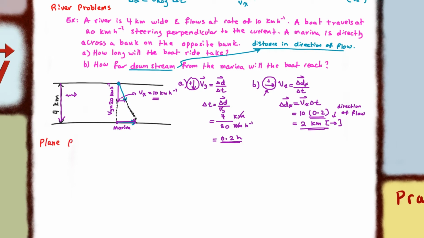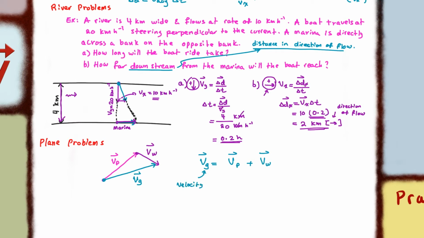Now let's look at plane problems. With planes, we usually have the plane which is traveling with a certain speed, and we have the wind which is traveling at a certain speed, and their combination is the velocity with which we see the plane from the ground. So if we're standing on the ground and looking at the plane, we see it traveling at velocity vg. That's the velocity of the plane relative to the ground, and that's equal to the velocity of the plane plus the velocity of the wind.